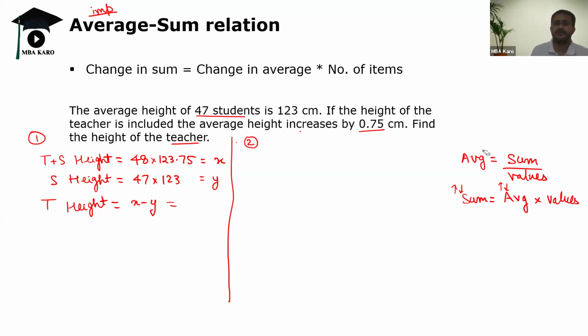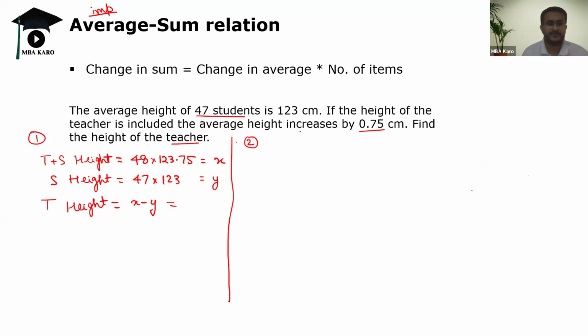Change average sum relation. First of all, in this method, here we are assuming, but going forward you need not assume it; you will directly use the concept. Now suppose the teacher is 123 centimeter tall. If the teacher is 123 centimeter tall, what will happen to the average height?